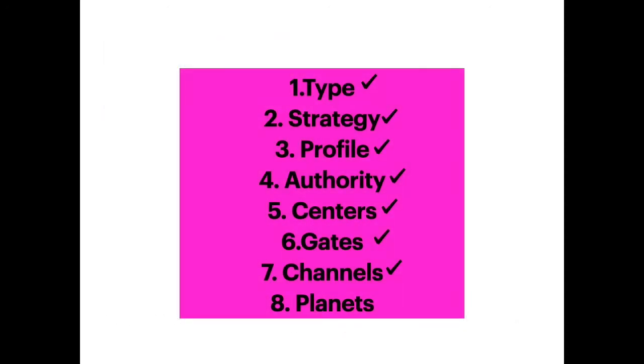In part 1, we talked about type and strategy and profile. In part 2, we talked about authority, and we did the centers head, ajna, and also the throat. In part 3, we finished the centers off, which were the identity, the root, the sacral, and also the will center, as well as the spleen and the solar plexus, or the emotional center. I also talked about the gates when I talked about every different center, and I also gave you a ton of information or written slides with all the keywords for both the channels and the gates.